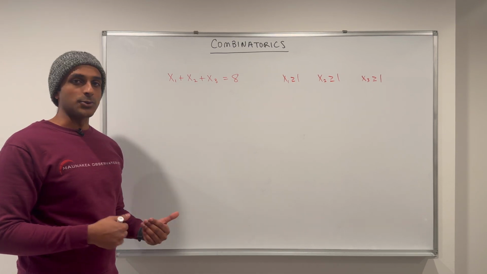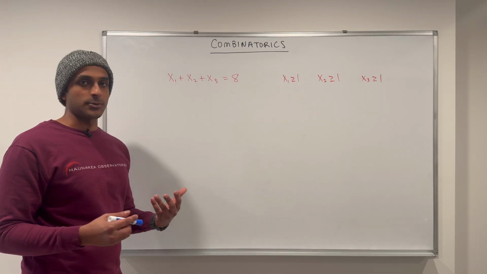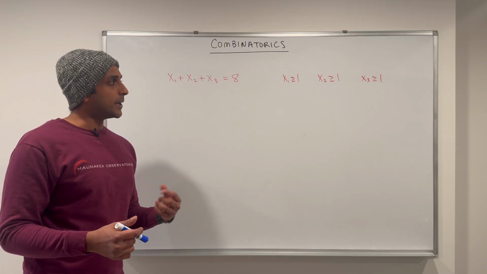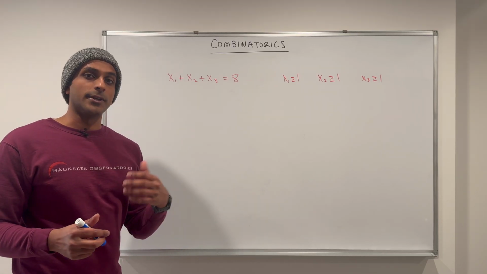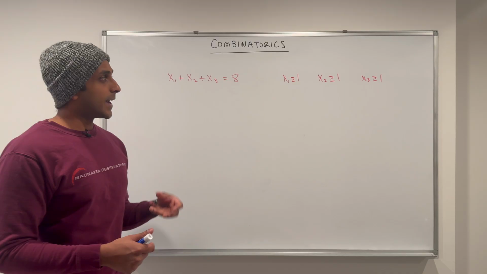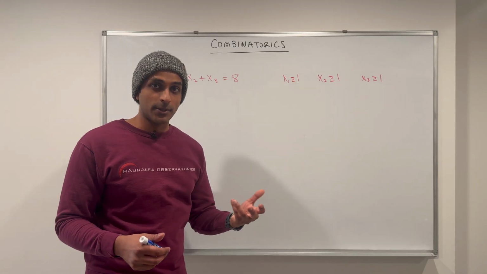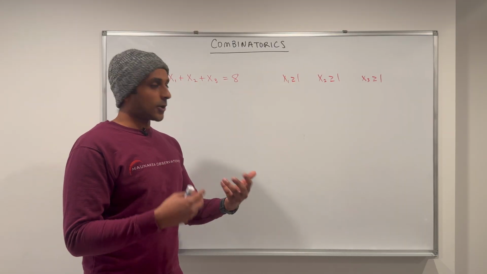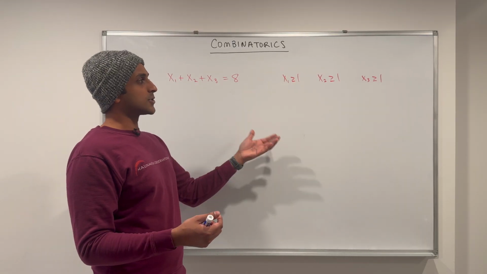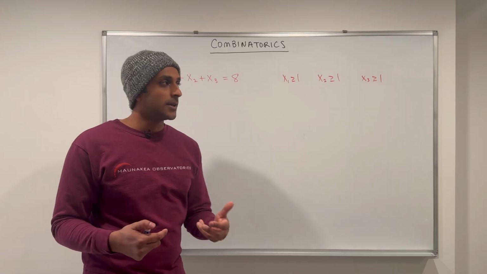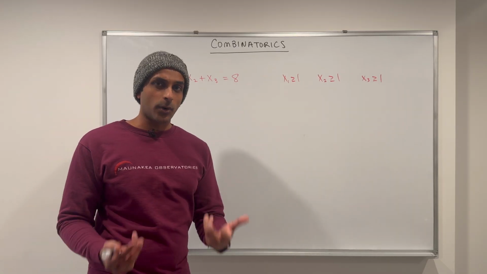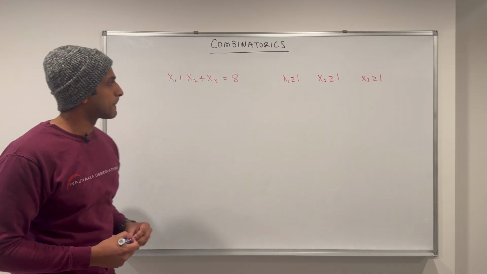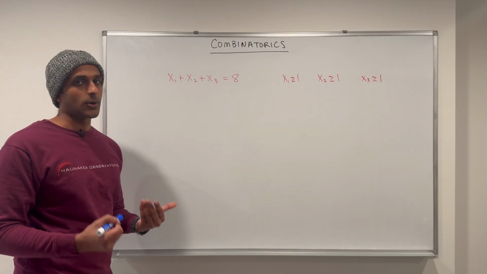So we want to count solutions to x1 plus x2 plus x3 equals 8 still, but the variables are no longer non-negative integers. They actually have to be positive integers now, because each friend must get at least 1 marble. Stars and bars requires that x1, x2, and x3 are greater than or equal to 0, but in this situation they're greater than or equal to 1. So how do we account for that?